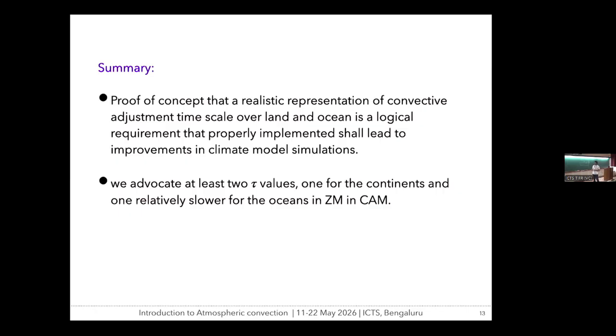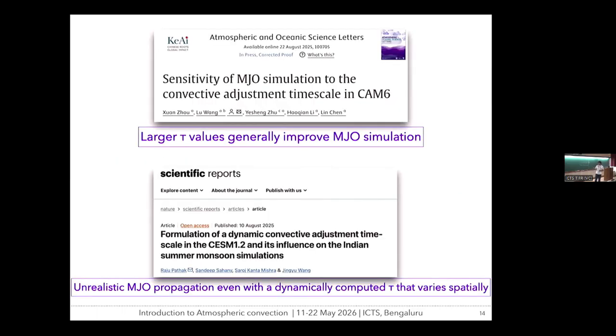And that I already said. And these results are, oh, sorry.